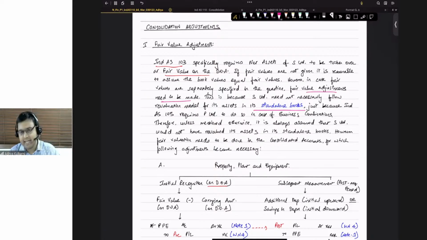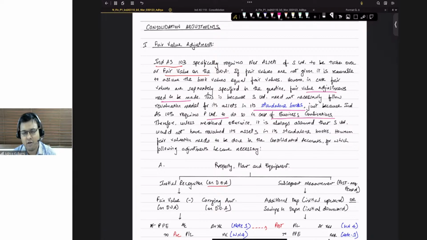It is not mandated to recognize at fair value also. Since it is not recognizing, being the parent, we have to recognize at fair value and give the impacts. Okay, this is because S need not necessarily follow the reval model, just because Ind AS 103 requires P Limited to do so in case of business combination. Specifically, only in a business combination will this be done.